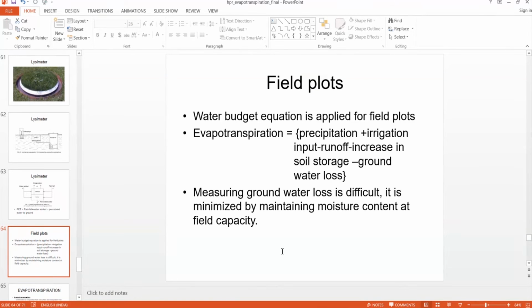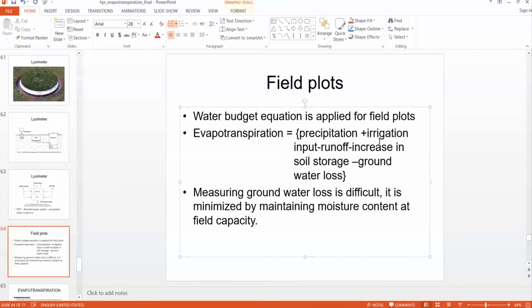Then field plots are also used to measure transpiration in the field. In field plots, a certain part of the field is taken for the experimentation. It is properly bounded, and it is irrigated. Therefore, the excess water goes away as runoff.